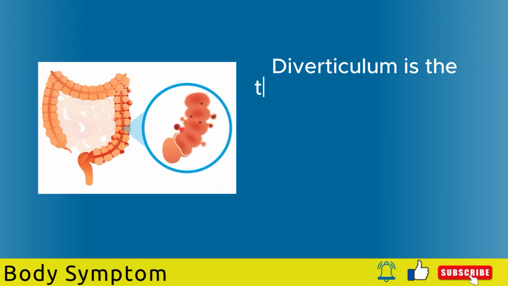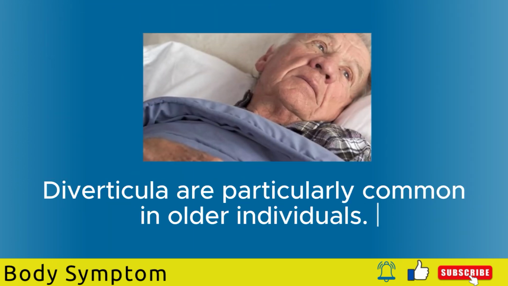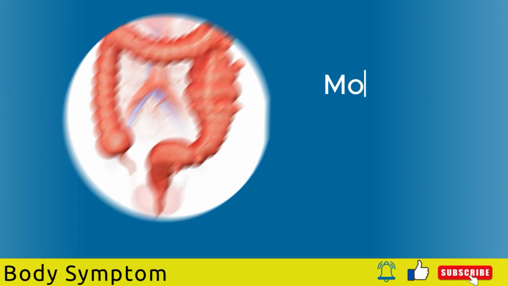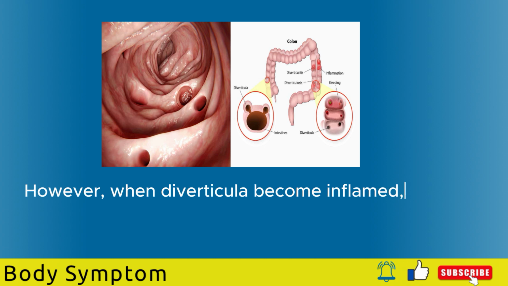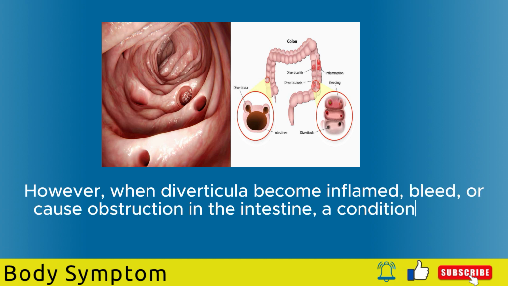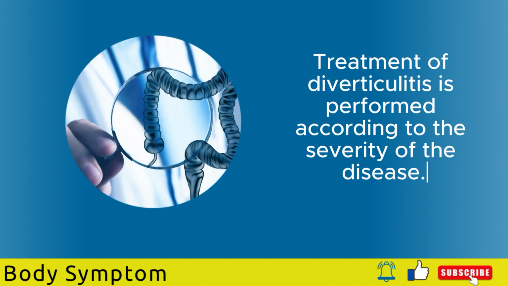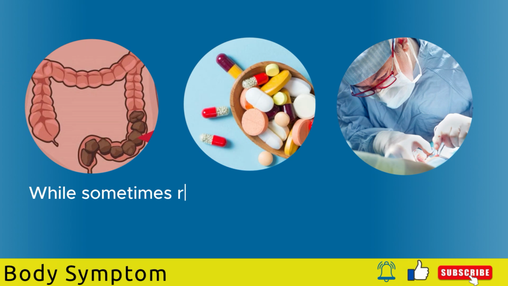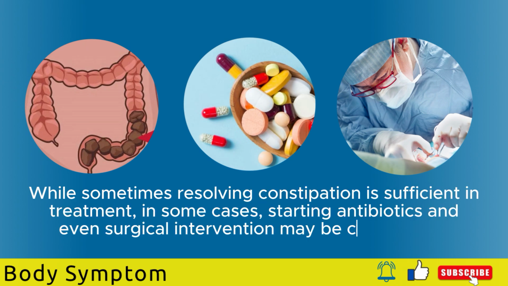Diverticulitis. Diverticulum is the term used to describe finger-like protrusions that form outward from the intestinal wall. Diverticula are particularly common in older individuals. Most diverticula do not cause any problems. However, when diverticula become inflamed, bleed, or cause obstruction in the intestine, a condition called diverticulitis develops. Treatment of diverticulitis is performed according to the severity of the disease. While sometimes resolving constipation is sufficient in treatment, in some cases, starting antibiotics and even surgical intervention may be considered.